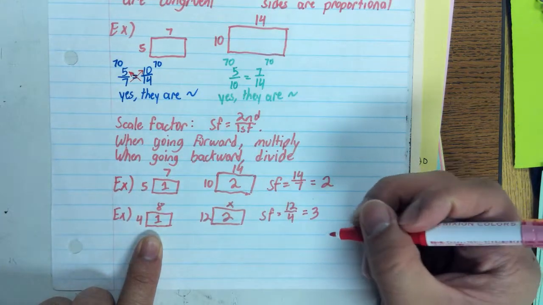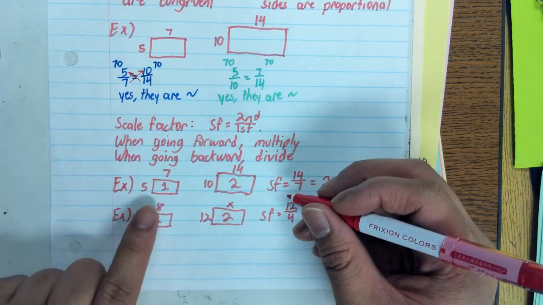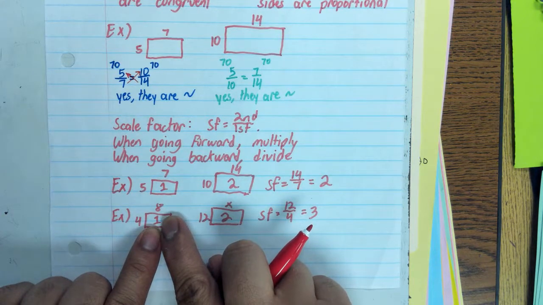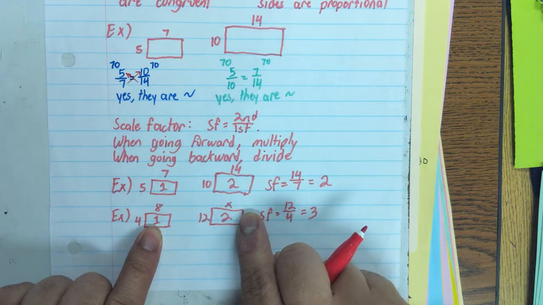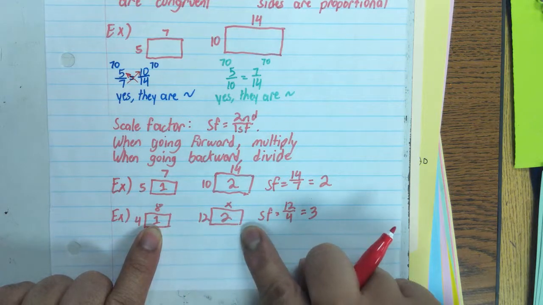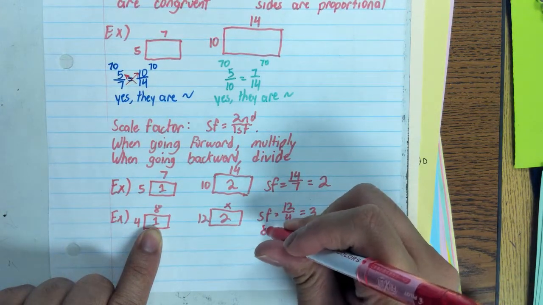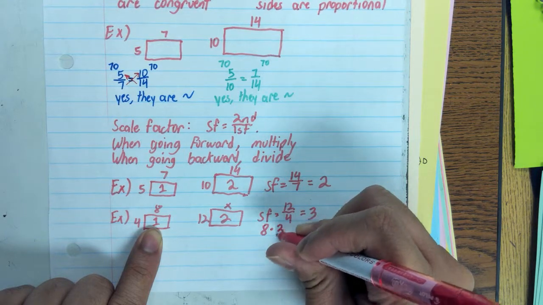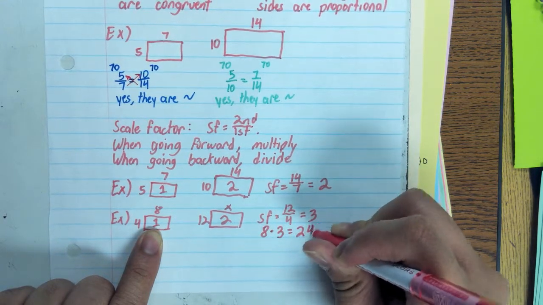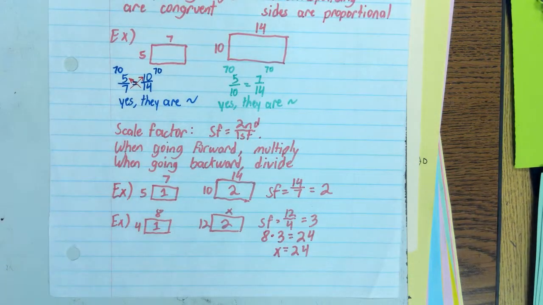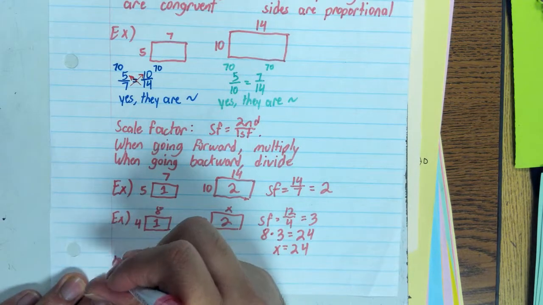So to find x, we start with the 8. Going from 8, we're starting on the first rectangle, moving on to x, the second rectangle. That means we're moving forward. So we multiply. 8 times your scale factor of 3 gets me 24. That means x equals 24. Alright, next I'll do an example where we're moving backward.